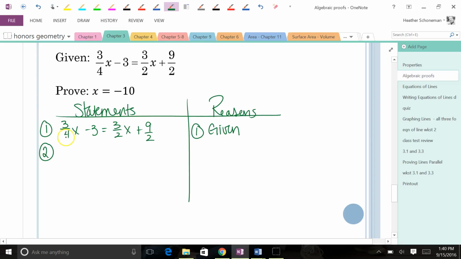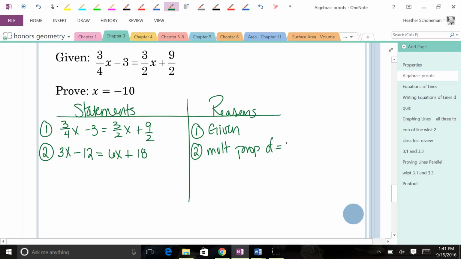So 4 divided by the denominator here of 4 is 1 times 3 would be 3x. 4 times 3 is 12. 4 divided by this denominator of 2 is 2 times 3 is 6x. Plus 4 divided by this denominator of 2 down here gives us 2 times 9 is 18. So now, if you remember, for clearing the fractions, we write the multiplication property of equality.